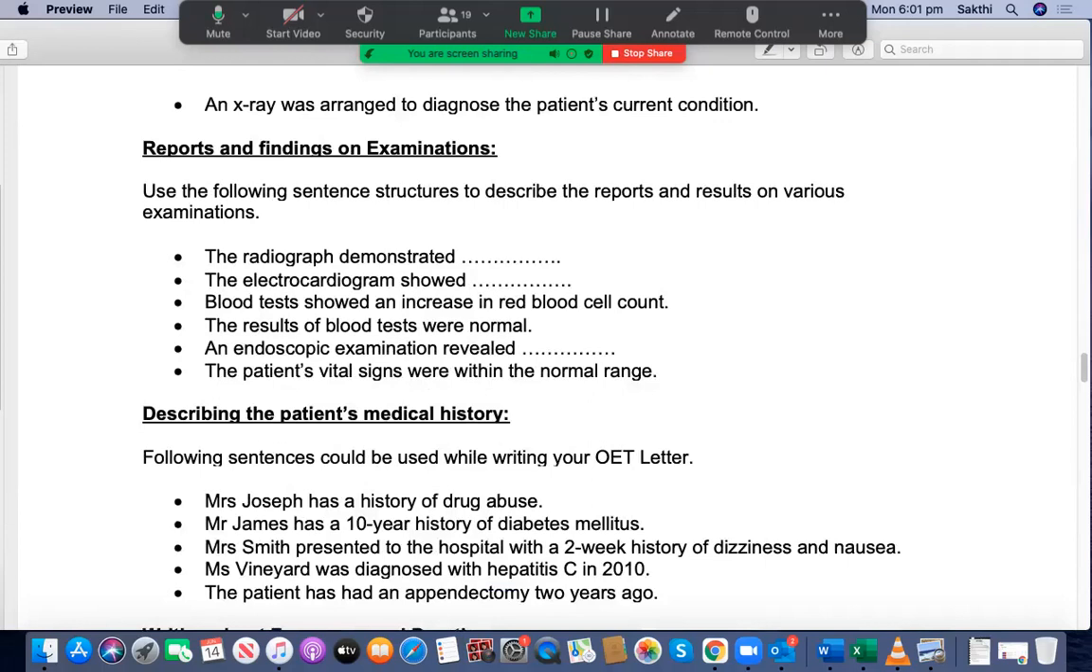Reports and findings on examinations. When you get some kinds of results, how do we write them down clearly? Use these kinds of examples, and then you can change the test name accordingly, according to the situation of the patient. The radiograph demonstrated, and then you can write down whatever information you got. The electrocardiogram showed.